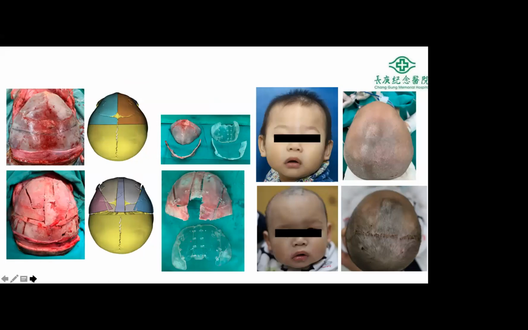So we do the surgical simulation before the surgery and print out the surgical guide. So you could do the surgery according to the surgical guide during the surgery. And it's quite easy to do the reconstruction safely and quickly.